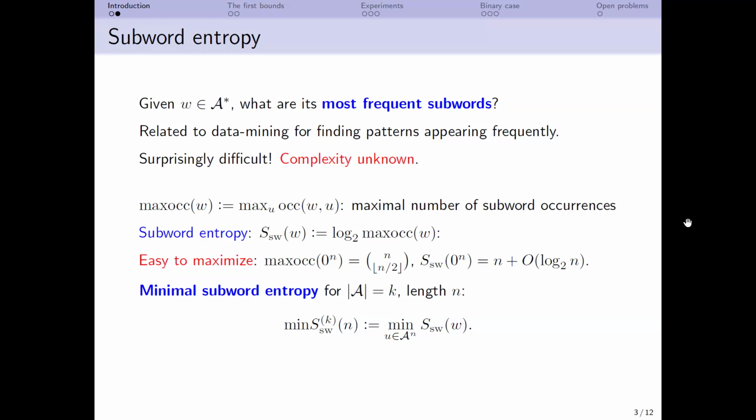And that's why we are interested in the minimal subword entropy that we defined here, min of the subword entropy, depending on k, because this depends, of course, on the size of the alphabet, and on the length n. So we simply try to minimize it. Yes?